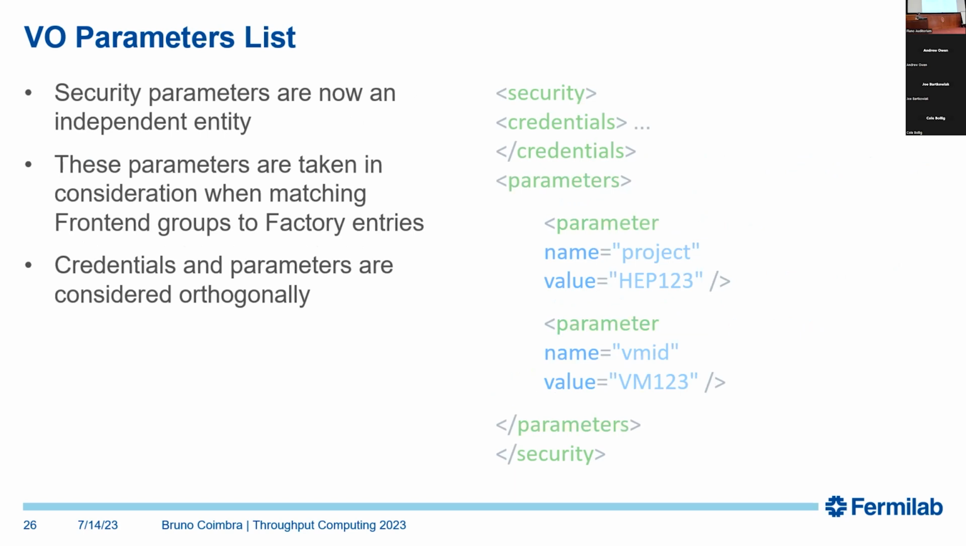We now have parameters as an independent entity. Today, we have them as qualifiers for credentials, so they will now be an independent configuration here. They will be used during the matching process, but they will not be tied to credentials. So they will be considered for every credential independently during the matching process.